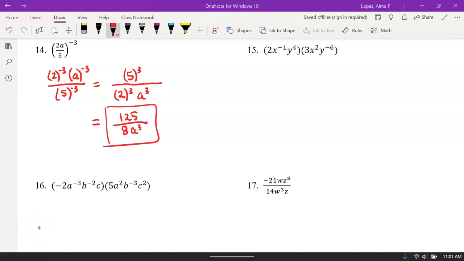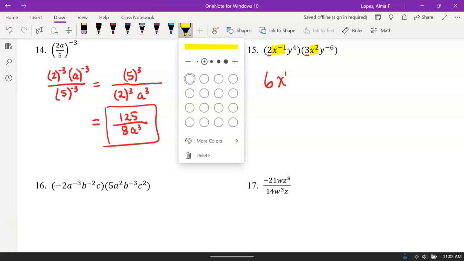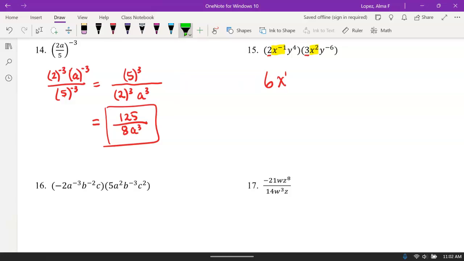All right, on number 15, we're going to do our rules. I am multiplying two expressions together, so I'm going to multiply the like pieces together. I've got 2 times 3, which is 6. I've got this x to the -1, x to the 2nd power. Hey, that is a like base rule, which means I add the exponents. What is -1 plus 2? X to the 1.